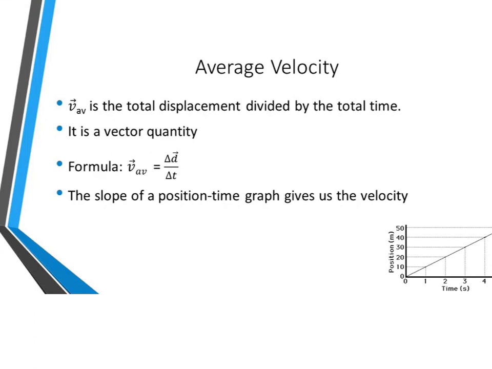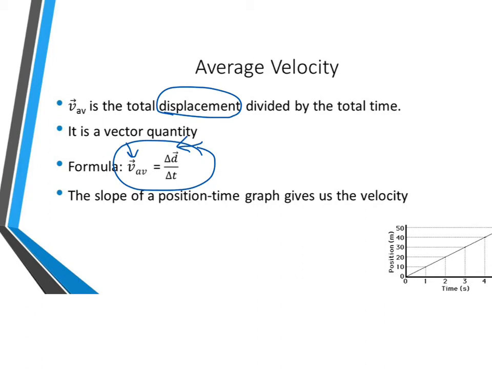So now let's look at average velocity. So velocity is the average displacement. So remember, displacement always has a direction because it's a vector quantity. So now we're talking about speed with a direction. That's basically what velocity is. So the formula looks pretty much the same, only we've added the arrows because we're talking about vector quantities. So we're doing the displacement divided by the time to figure out our velocity.